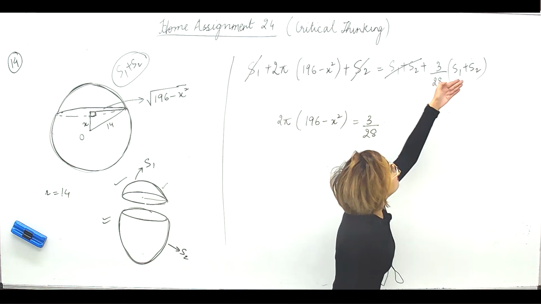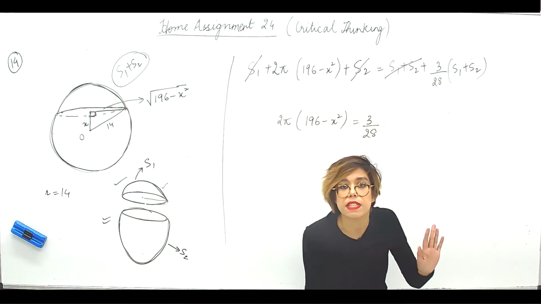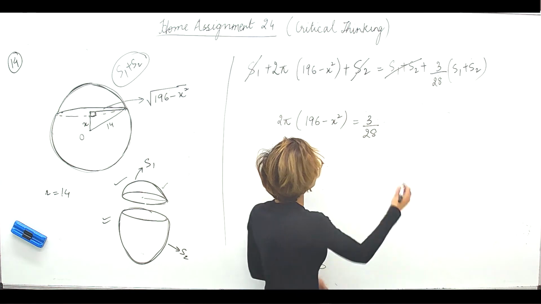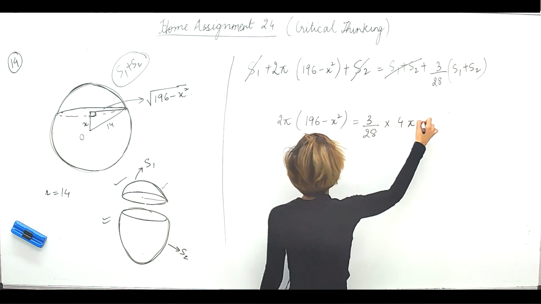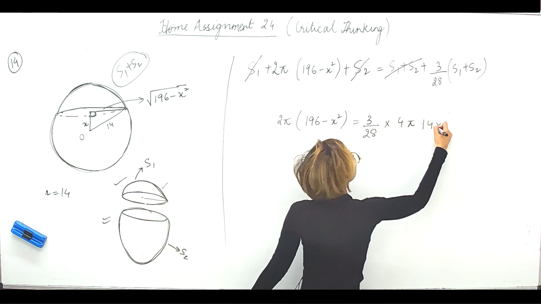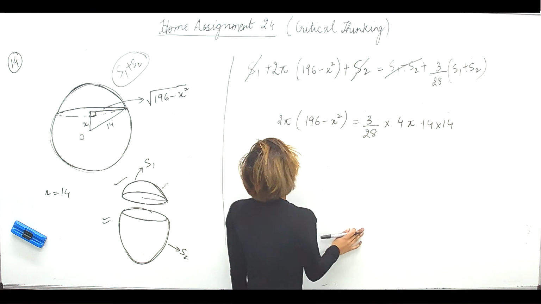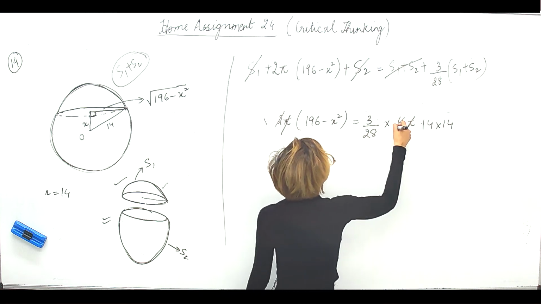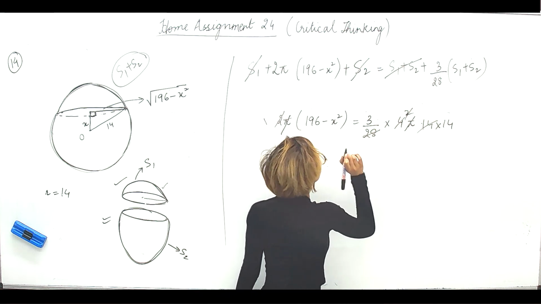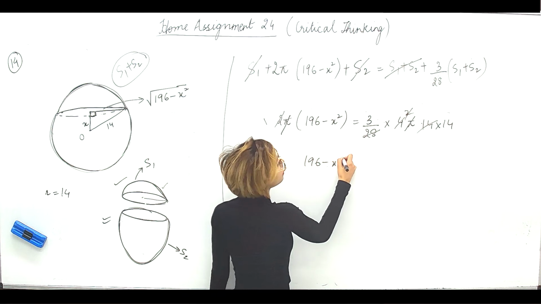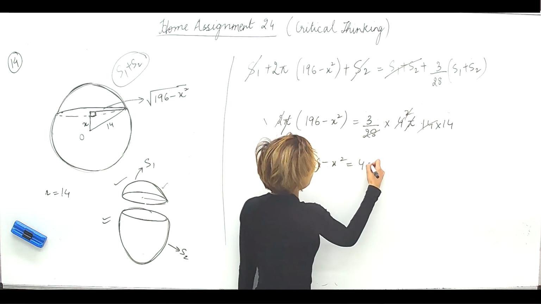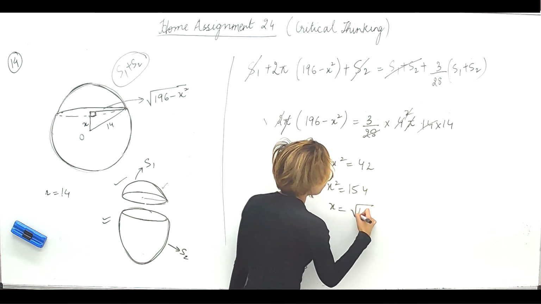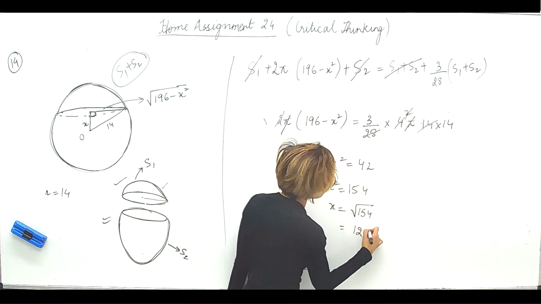Now S1 and S2 together are the curved surface area of the sphere, and the radius is given, so the curved surface area is 4 pi r square, with r equal to 14, so 14 into 14. Pi and pi get cancelled. This is 1, this is 2, so with 28 it cancels out. So 196 minus x square is equal to 42. So x square will turn out to be 154, and x will turn out to be root 154 or 12.4, which is your answer.